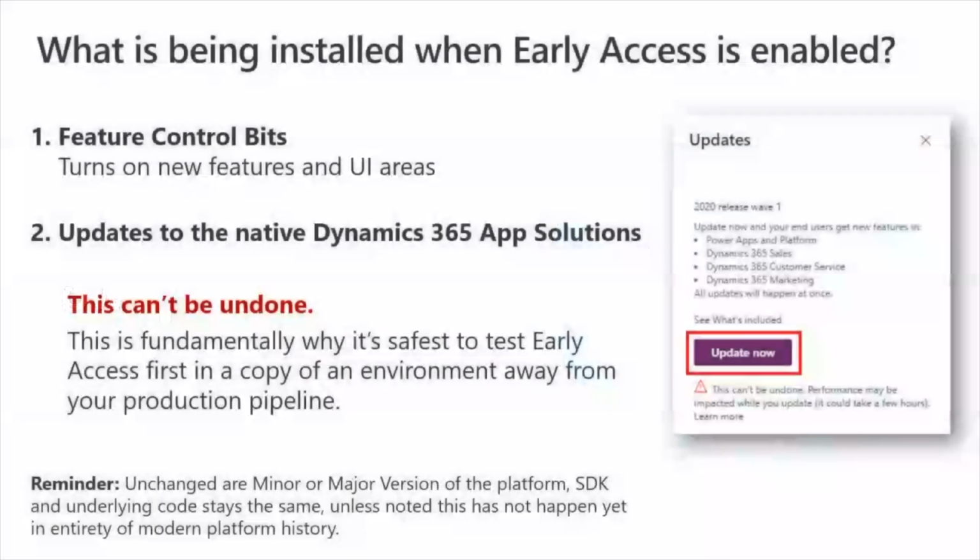How to actually apply this early access early: there are two things that happen when you apply this update early. There are feature control bits that light up a lot of this new UI capability, but also if we introduce new capabilities and add new controls, we need to ship them as part of our native solutions. You can't undo this. That's why we really ask you to take the time to test this in a parallel environment.